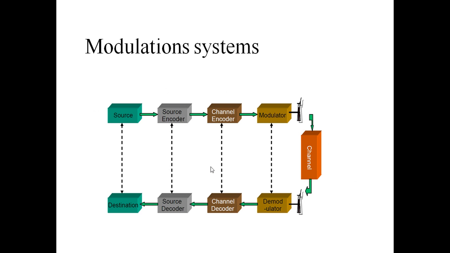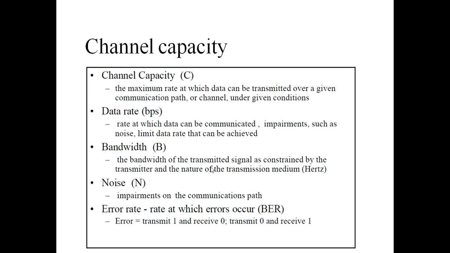Here is a review of how the modulation system works: source encoder, channel encoder, modulator, channel, demodulator, source decoder, destination. Here are a few things we just remind. What is the channel capacity? The maximum rate at which data can be transmitted over a given communication path or channel under given conditions. What is data rate? The rate at which data can be communicated.